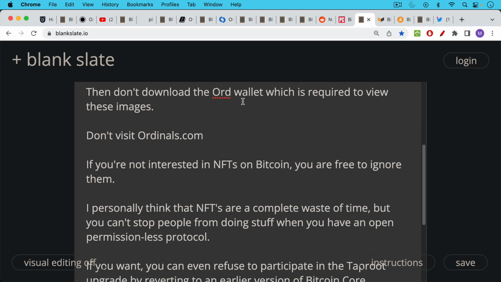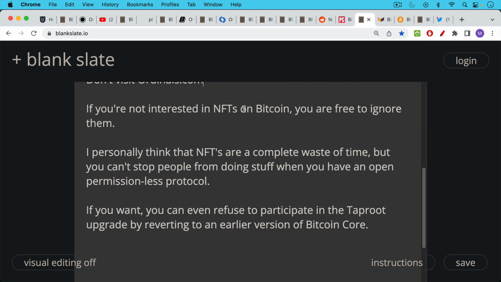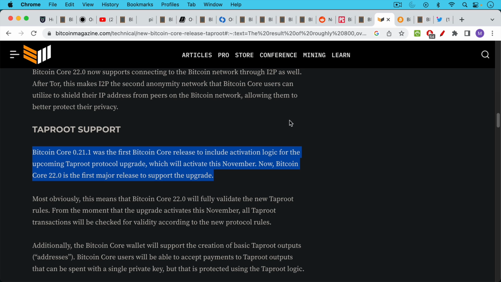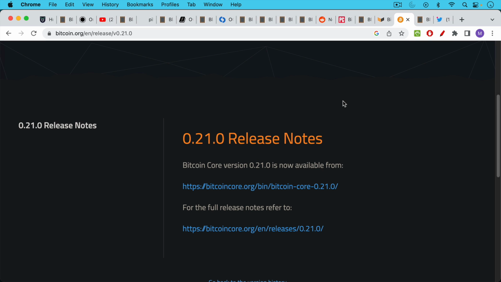Now, I personally think that NFTs are a complete waste of time, but the thing is you can't stop people from doing stuff when you have an open, permissionless protocol. If you want, you can even refuse to participate in the Taproot upgrade, as some of you have been talking about, by reverting to an earlier version of Bitcoin Core. This article from Bitcoin Magazine talks about how Bitcoin Core 21.1 was the first Bitcoin Core release to include activation logic for the Taproot upgrade, and then Core 22 was the first major release to support the upgrade. So if you wanted to, you could go back to 21 or 21.1. I'll put a link in the description notes below.